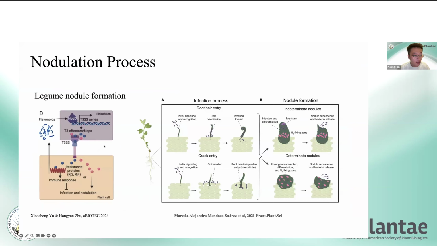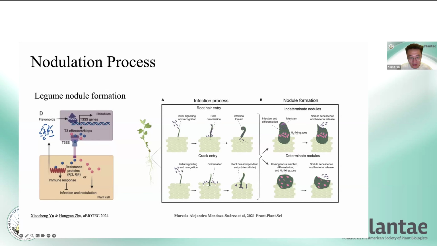Let's look at more details about nodulation. There are two kinds of nodules in legumes. One is the indeterminate nodule, such as in Medicago. The other one is the determinate nodule, like soybean. So today we mainly talk about the determinate nodules.